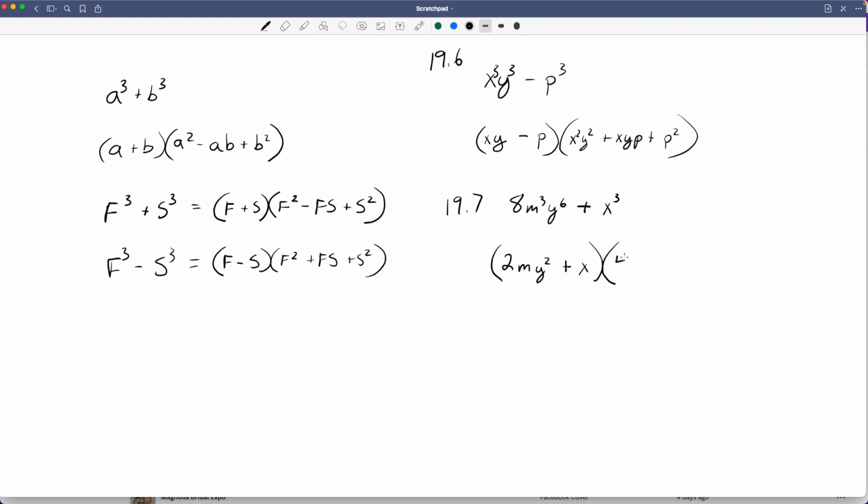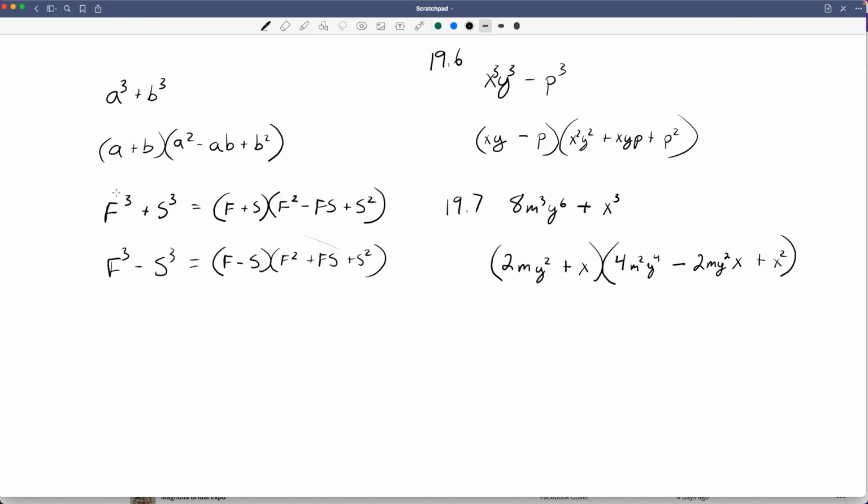All right. First thing squared: 2 times 2 is 4. m times m is m squared. And y squared times y squared is y to the 4th. Minus 2 m y squared x plus x squared. Easy peasy. And that is all there is to that. That is exactly the right answer. And you didn't have to do all the steps. You just had to remember the format.